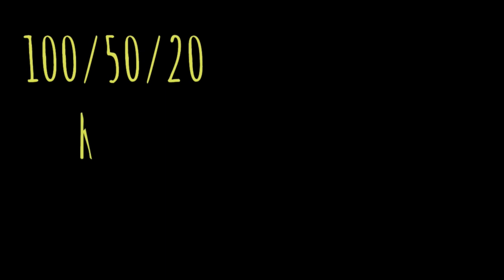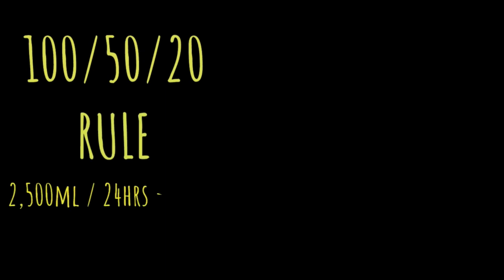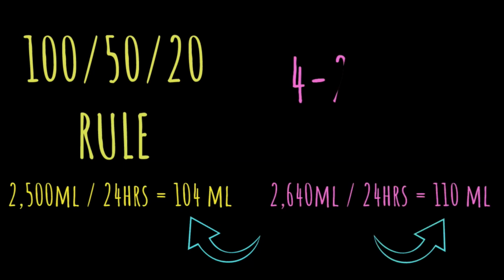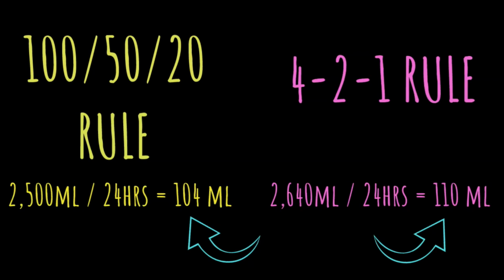Now, if we divide this by 24, we get 104 milliliters an hour, which gets us pretty close to our original calculation of 110 an hour using the 4-2-1 rule. Now, let's look at a comparison.